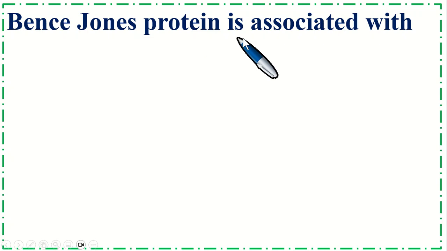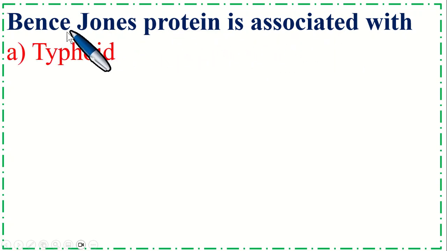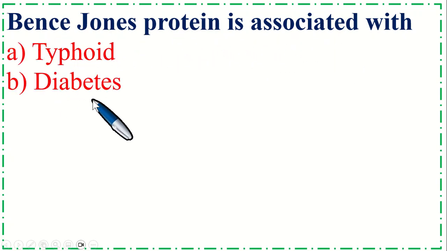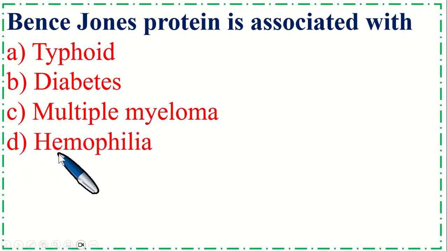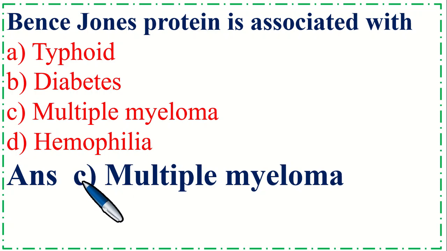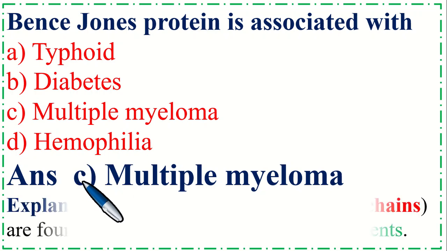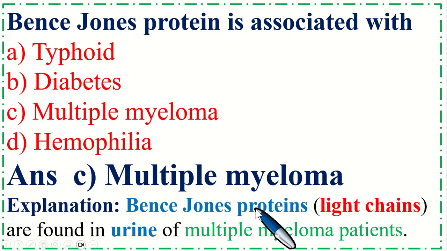Bence Jones protein is associated with option A typhoid, B diabetes, C multiple myeloma, and option D hemophilia. So the correct option is C, multiple myeloma. Bence Jones protein, basically light chains, are found in the urine of multiple myeloma patients.